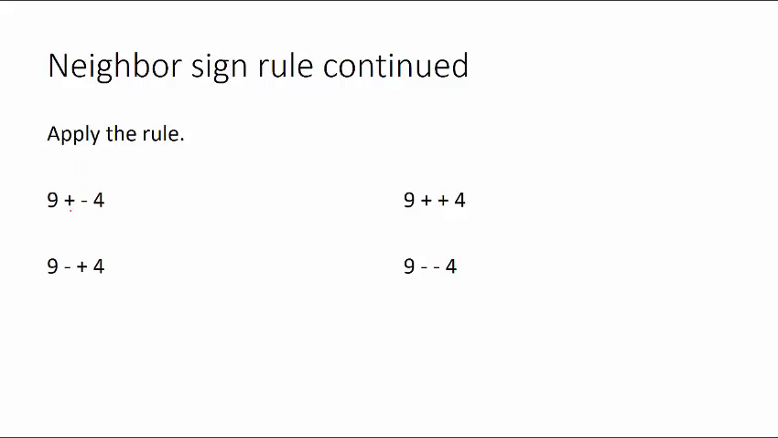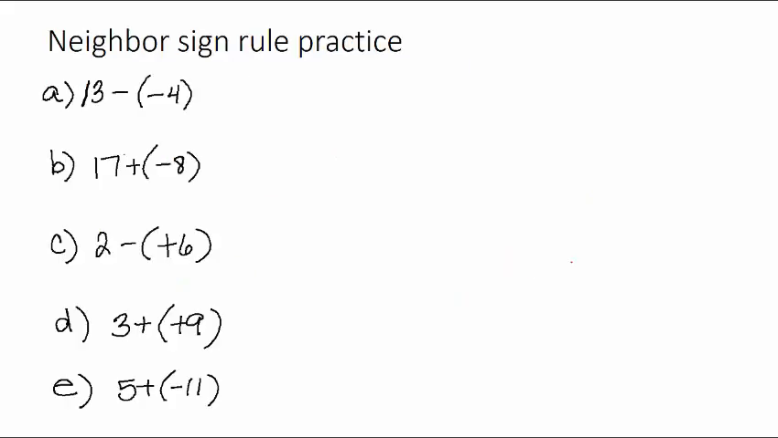All right, so let's try it here. Signs are different, so we're going to use the negative sign. 9 take away 4 is 5. Signs are the same, so we're just going to do 9 plus 4, which is 13. What I'd like you to do right now is try these, so pause the lesson and work through these, and then hit play when you are ready to check your answers.